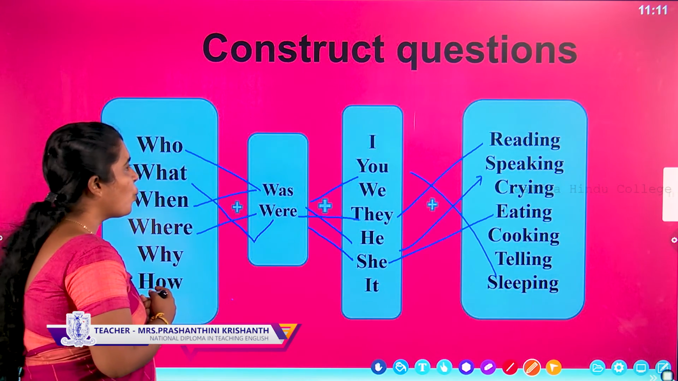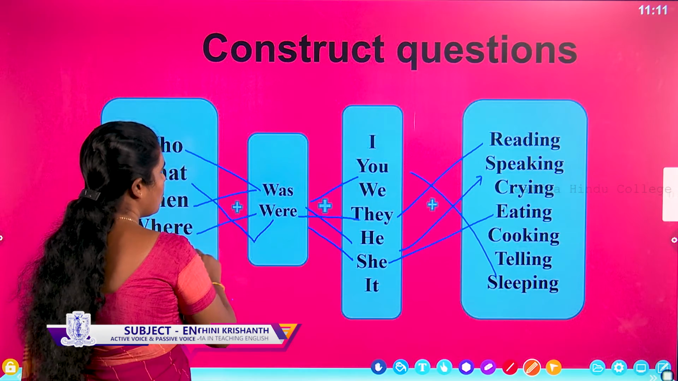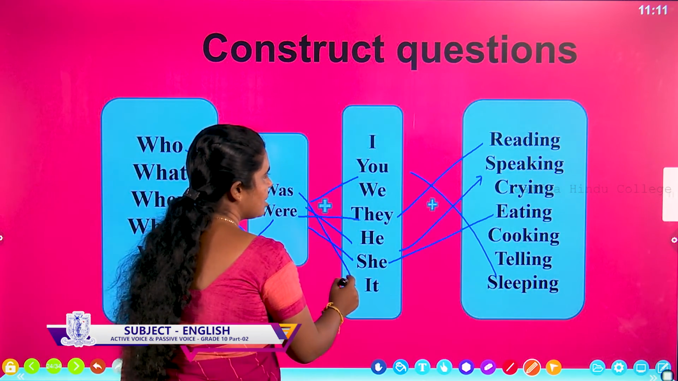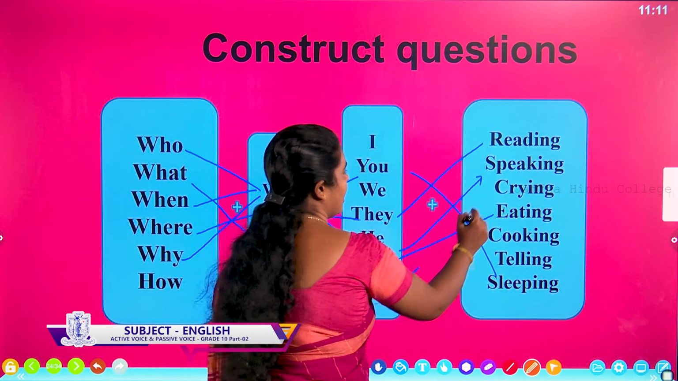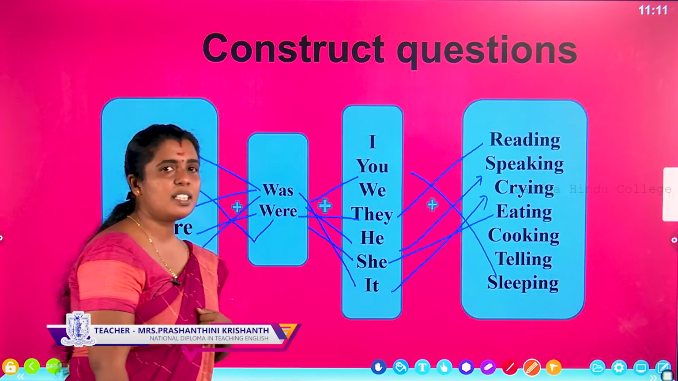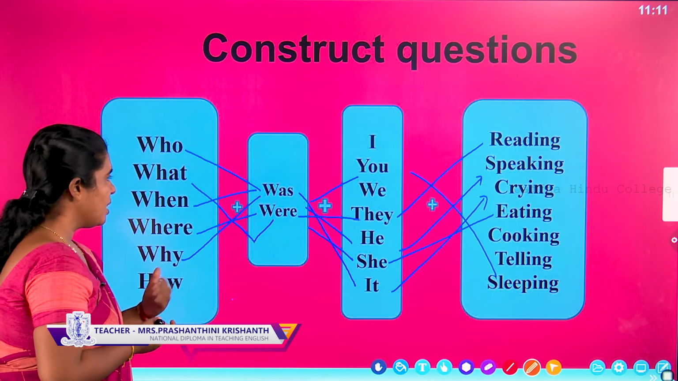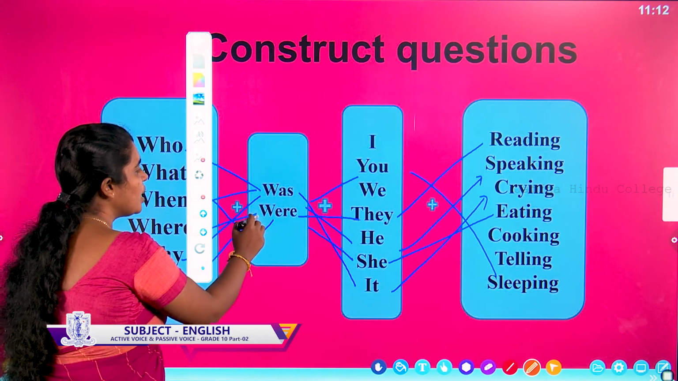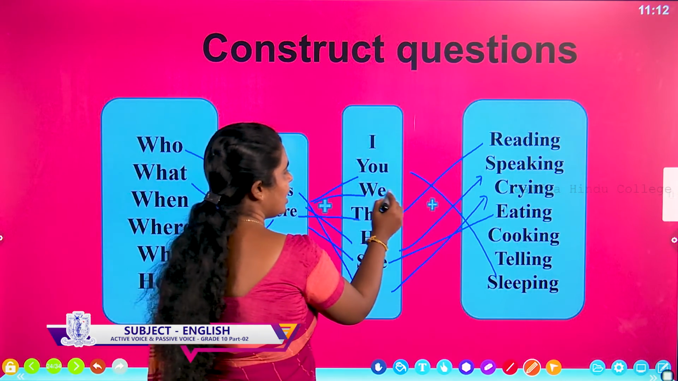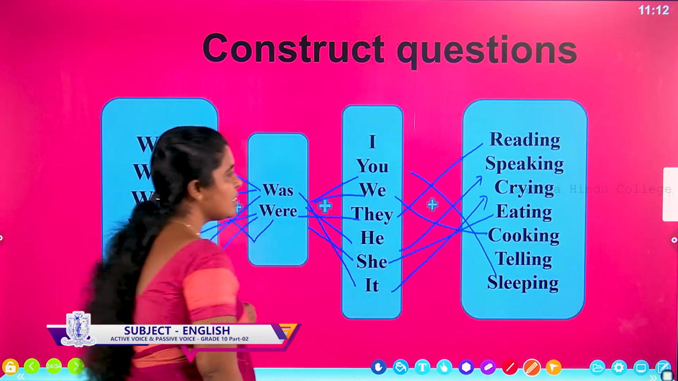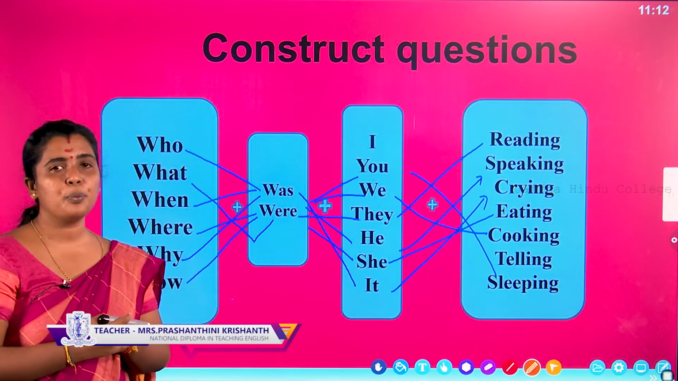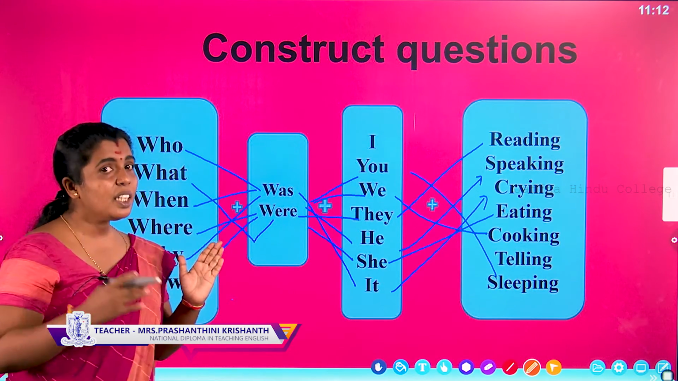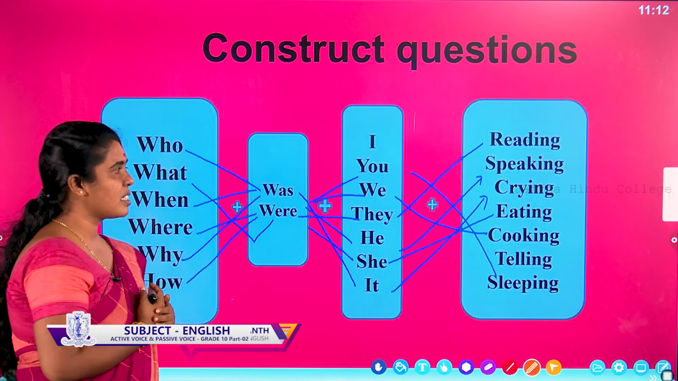Next one, why was it crying? Right? Why was it crying? Last one, we can write, how were we cooking? Right? How were we cooking? So, we can make meaningful sentences, right?